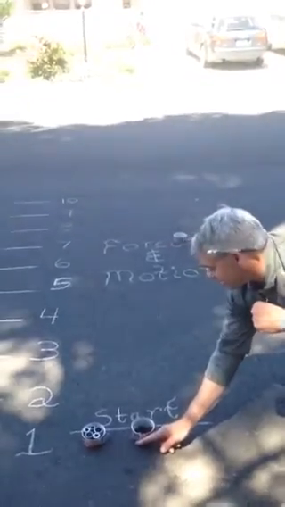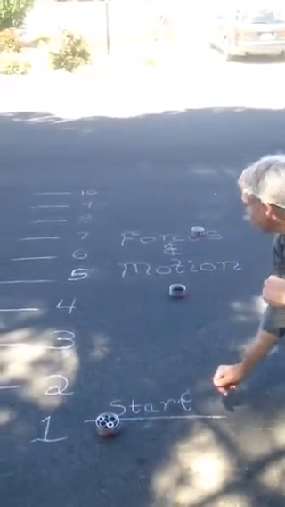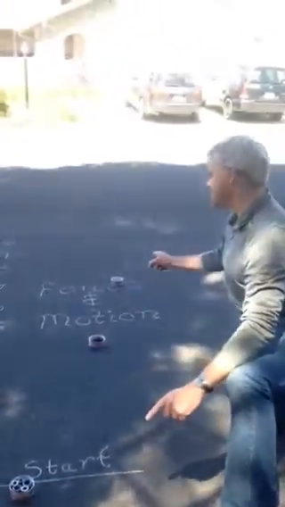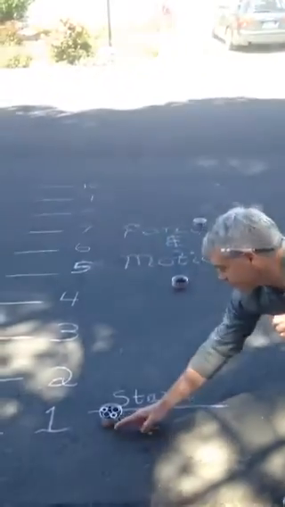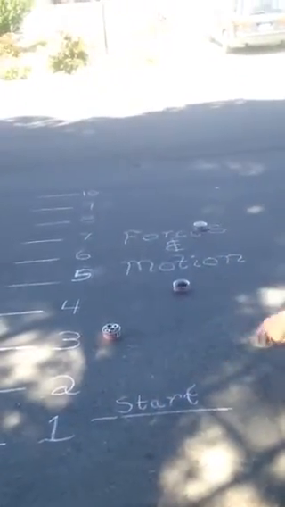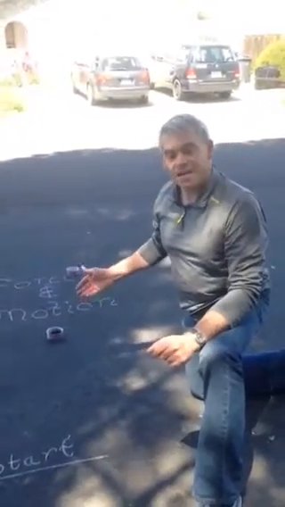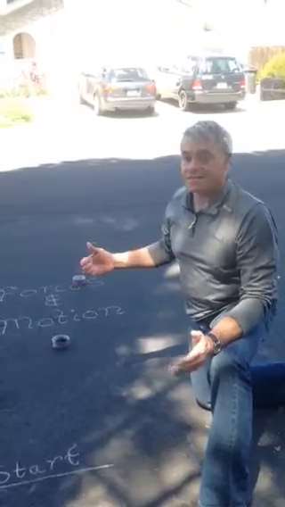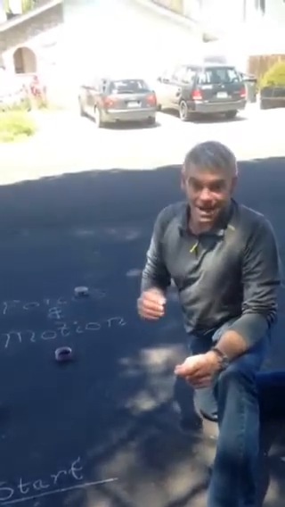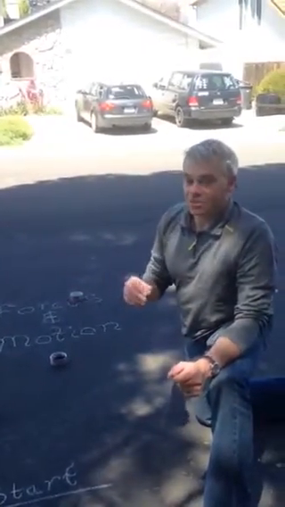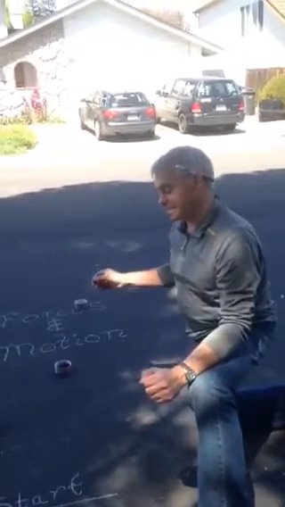Next size object weighs a little bit more. That one only went to 4, and the first one went to 7. Let's see about this really heavy one. And that one only went to 3 feet. So as you see, different size objects and even the same size objects with different weights with the same force applied to them are going to move different distances.